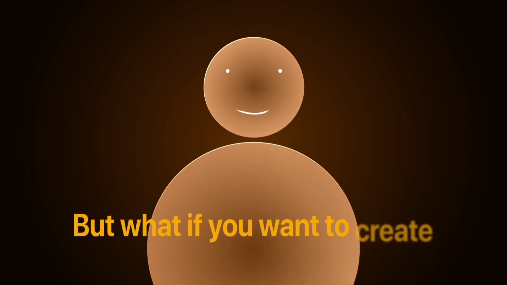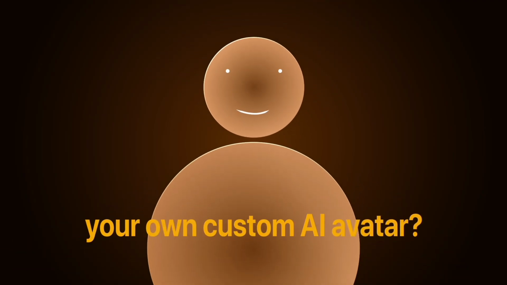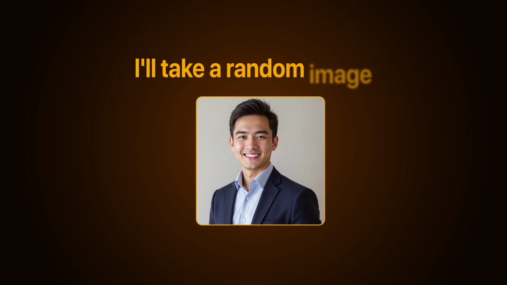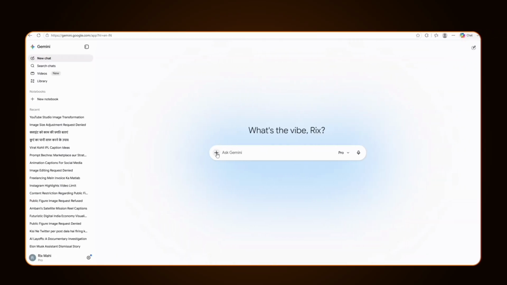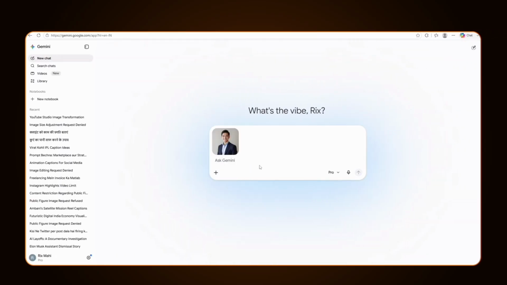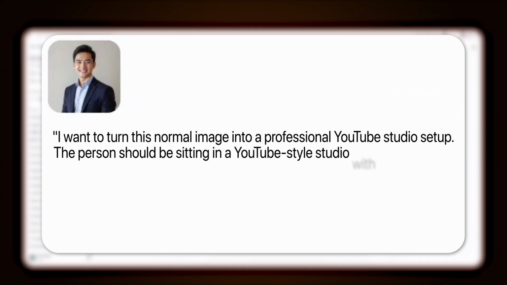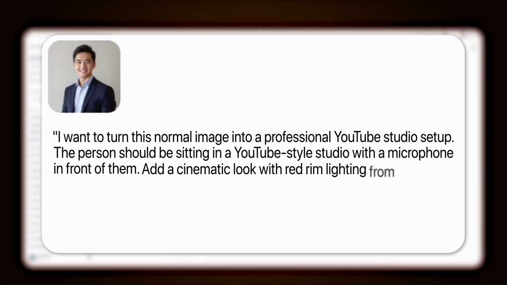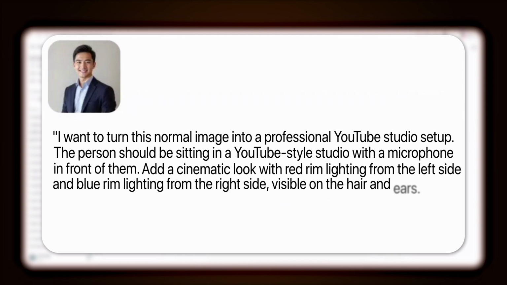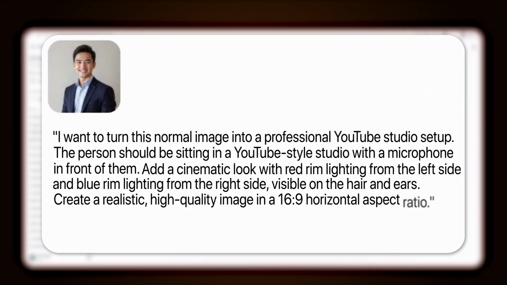But what if you want to create your own custom AI avatar? Let's see how. I'll take a random image and go to Gemini. Then I'll click on the plus icon and upload my image. Now I'll simply tell Gemini, I want to turn this normal image into a professional YouTube studio setup. Person should be sitting in a YouTube style studio with a microphone in front of them. Add a cinematic look with red rim lighting from the left side and blue rim lighting from the right side, visible on the hair and ears. Create a realistic, high quality image in a 16:9 horizontal aspect ratio.